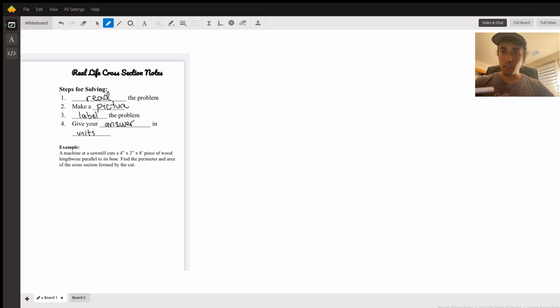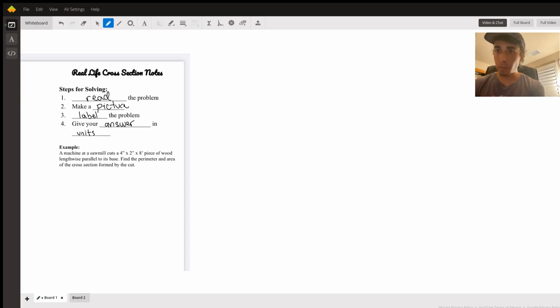All right, so here's what we got. First thing, as far as steps for solving, you're going to read the problem, make a picture, label the problem, and then give your answer in units. So make sure you're getting those units right. If we're talking about area and we've got inches, that's going to be square inches. Or perimeter, that's just the length, so that would just be inches. Units are important. Make sure you get the units.